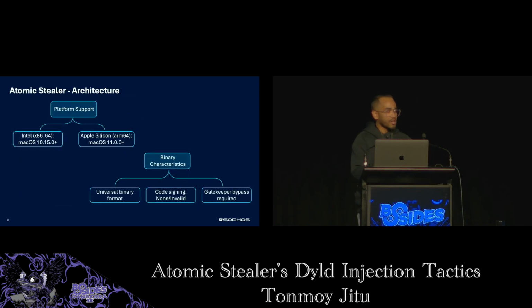In terms of the architecture, as previously mentioned, for platform support, it supports both x86 and ARM64. So it doesn't matter whether you're running the old Intel or the new Silicon, it's going to work on both of them. In terms of binary characteristics, it has a universal binary format. For code signing, it's usually none or invalid, so it uses fake code signing or runtime code signing, and it requires a Gatekeeper bypass.